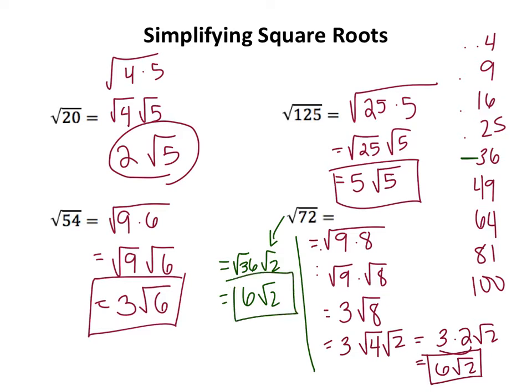So it doesn't matter which perfect square you use. If you use a smaller one instead, you can just continue to break it down. It's just more steps. So if you make a mistake, or if you're not sure, you could use a smaller perfect square. But obviously using the bigger one is going to be easier. Fewer steps.